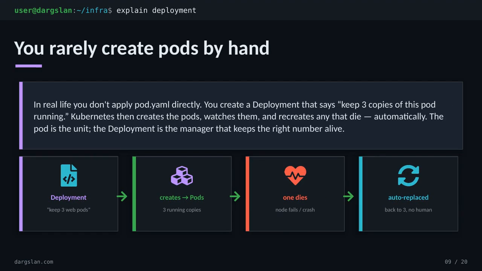Which is exactly why, in practice, you almost never write a pod YAML and apply it directly. You write a deployment, a small spec that says something like keep 3 copies of this web pod running, and Kubernetes takes it from there. It creates the pods, watches them, and if one dies because a node crashes, it quietly spins up a replacement to get back to 3. The pod is still the unit. The deployment is just the manager making sure the right numbers stay alive.